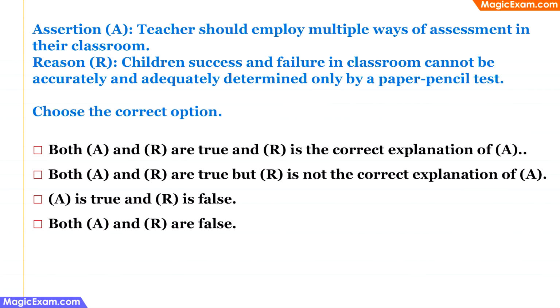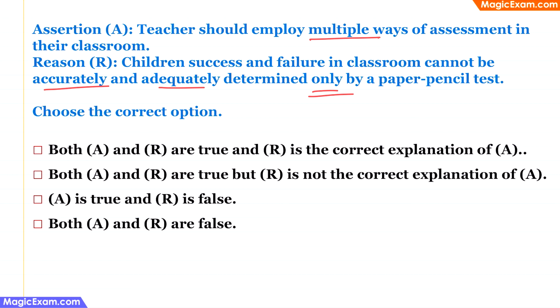The assertion A says that a teacher should employ multiple ways of assessment in the classroom. And the reason is because children's success and failure in the classroom cannot be accurately and adequately determined only by a paper pencil test. Now, if you look at it, children are all different.